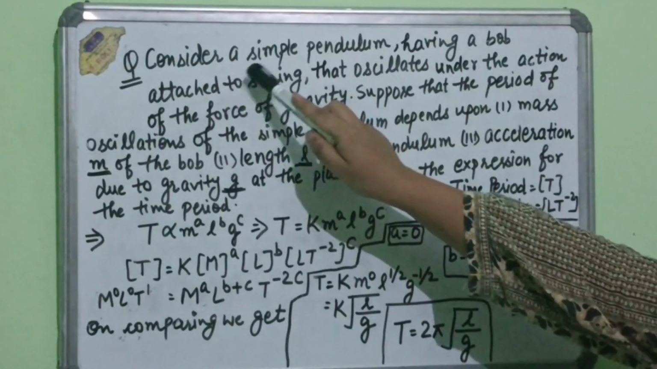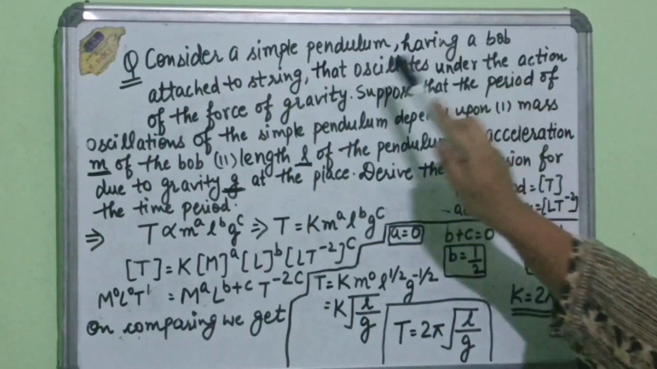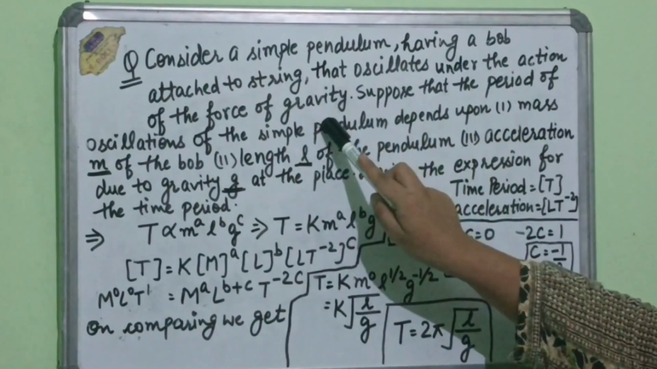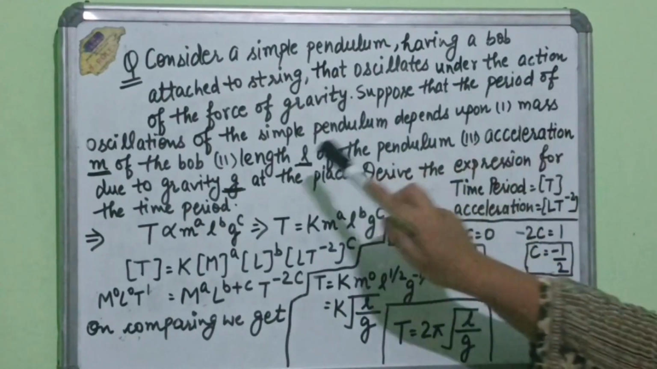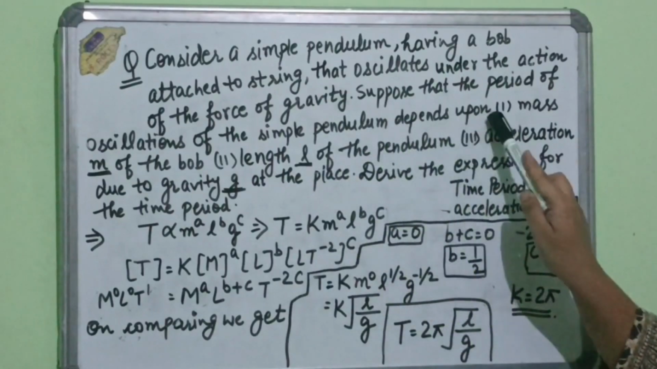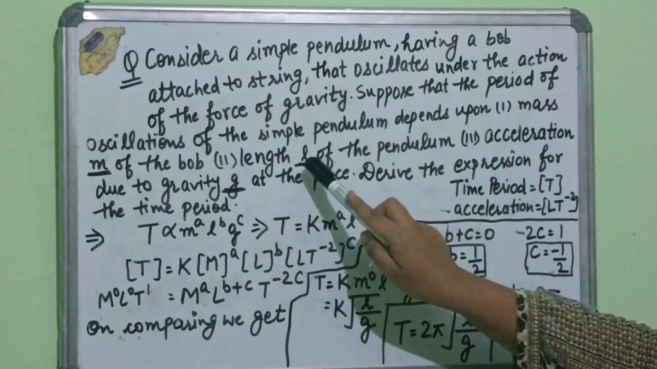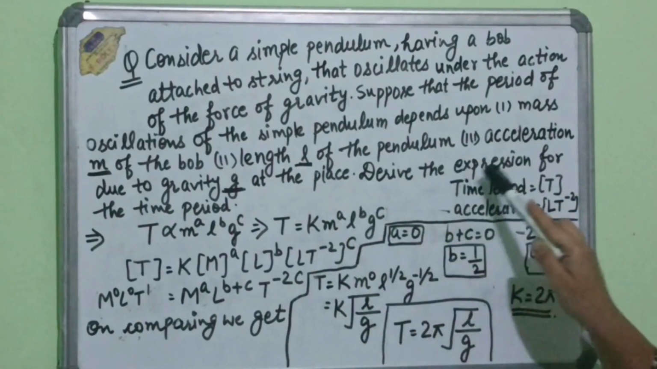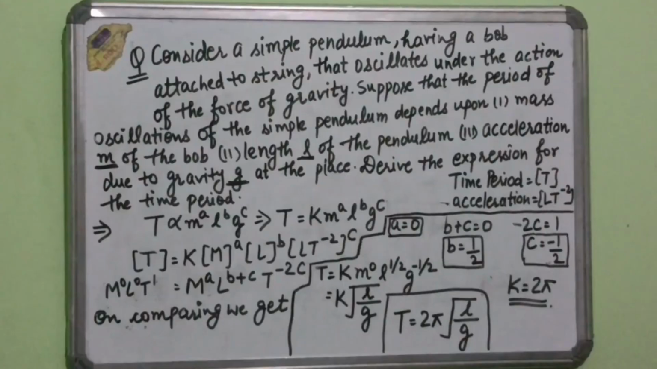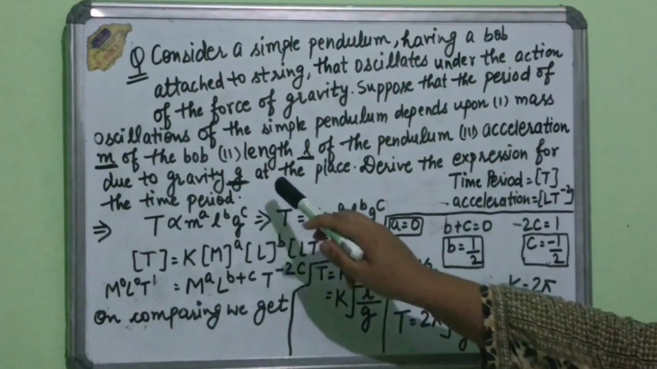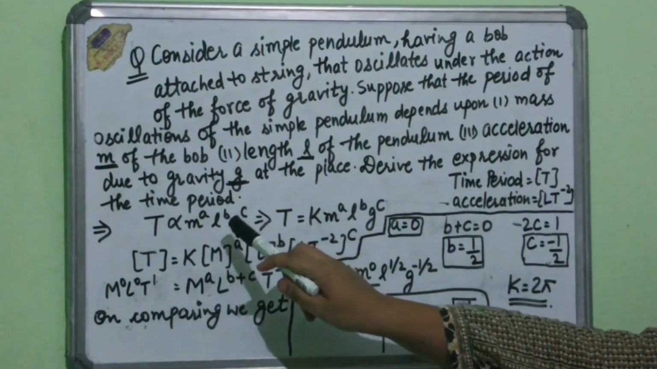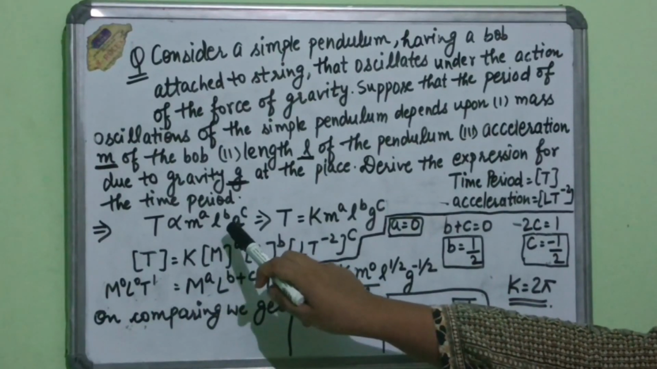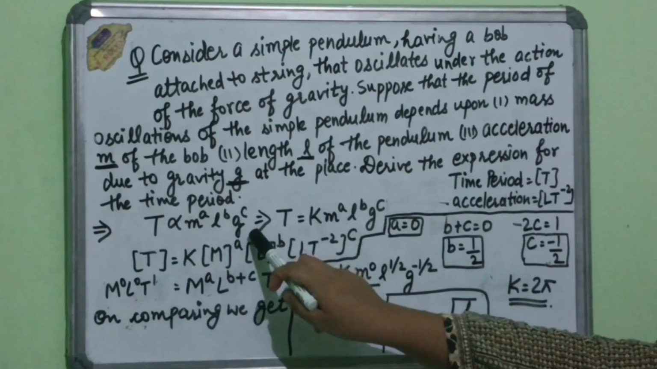Let's see a question. Consider a simple pendulum having a bob attached to a string that oscillates under the action of the force of gravity. Suppose that the period of oscillation of the simple pendulum depends upon the mass m of the bob, the length l of the pendulum, and the acceleration due to gravity g at the place. Derive the expression for time period. The question says that the time period depends on the mass of the bob m, the length of the pendulum l, and the acceleration due to gravity g.